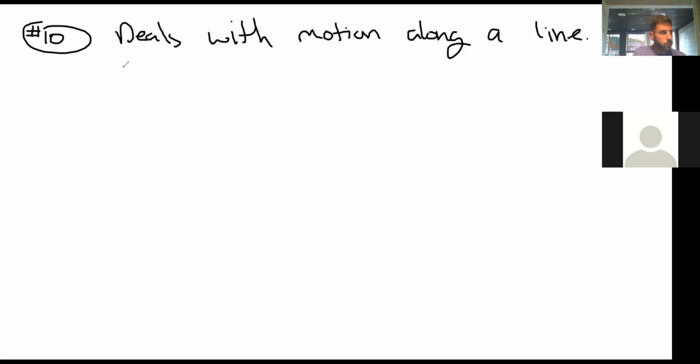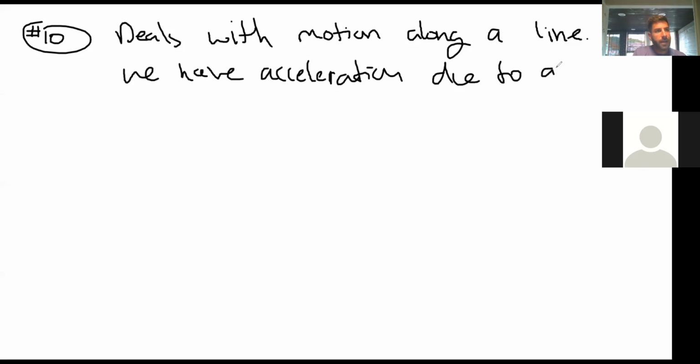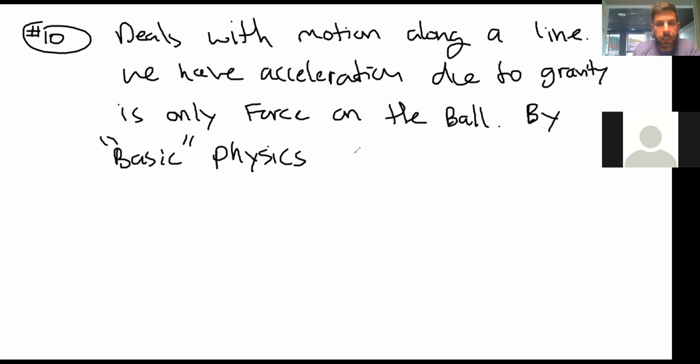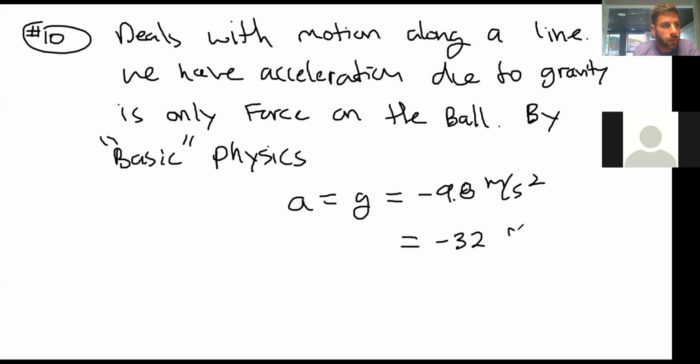And so what we have is acceleration due to gravity. And this is the only force on the ball. Okay? So what is gravity? Well, gravity is often, we can calculate it. So by basic physics, and again, you might just have to trust me if you've never had physics, our acceleration is equal to gravity. And in this particular case, it's either negative 9.8 meters per second squared, or what I usually round it to is negative 32 feet per second squared.